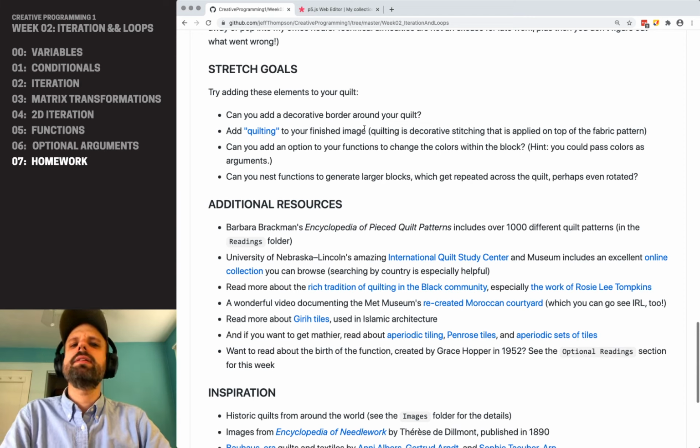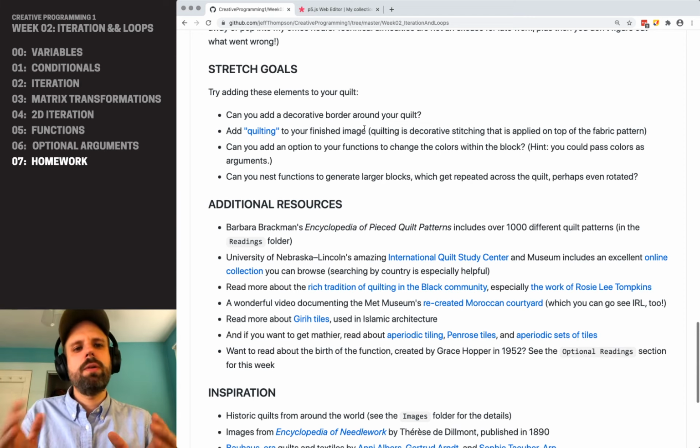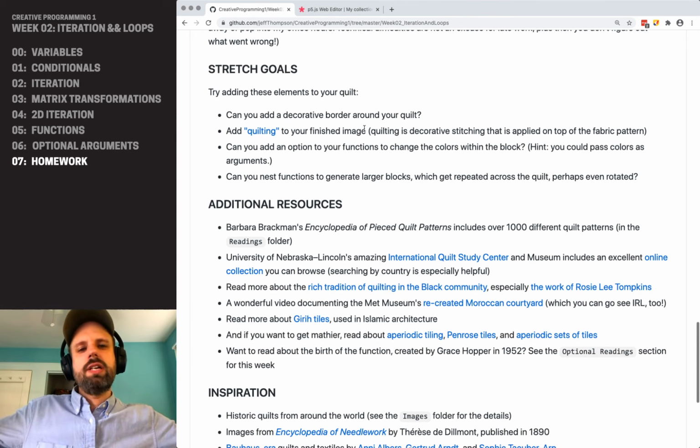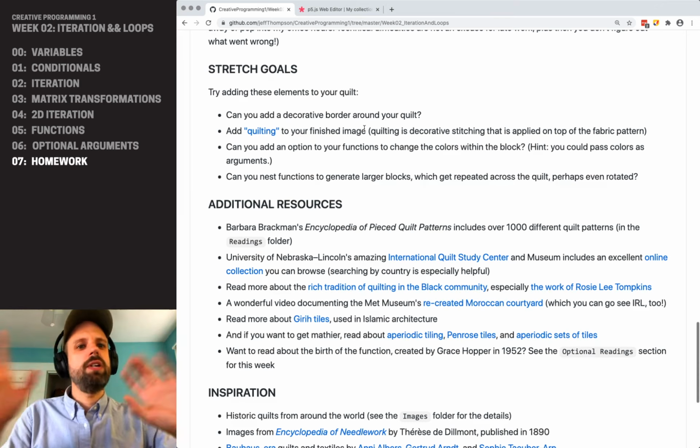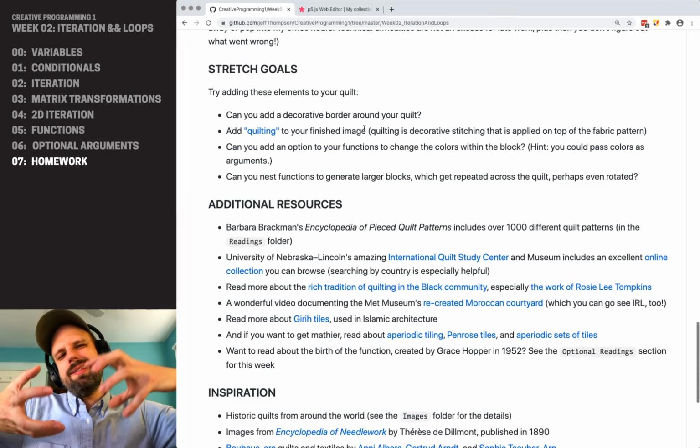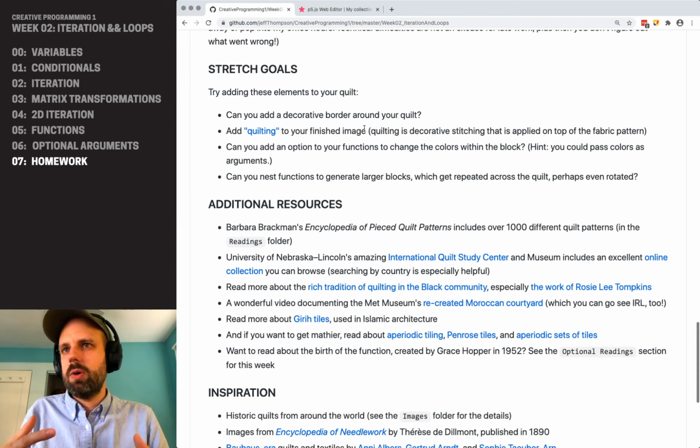And then thinking about this idea of a quilt block. Quilts are made in sections that are then attached together into the bigger quilt. Could you make a function using matrix transformations? Maybe it takes color arguments or things like that. So you've got some variation, but you're also thinking about it in these encapsulated pieces of code.